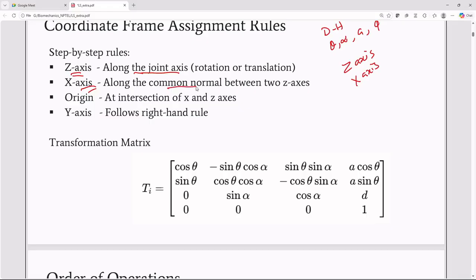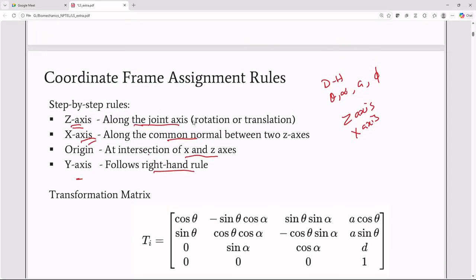You can see this is the common normal between the two z axes of the two joints, and the origin is fixed at the intersection of this x and z axis. When we extend these z axes that way, in the previous figure, the axes come down to the downward side. It does not coincide inside the links, but somewhat outside. The origin will be at the intersection of the x and z axes, and the y axis will be assigned following the right hand rule.